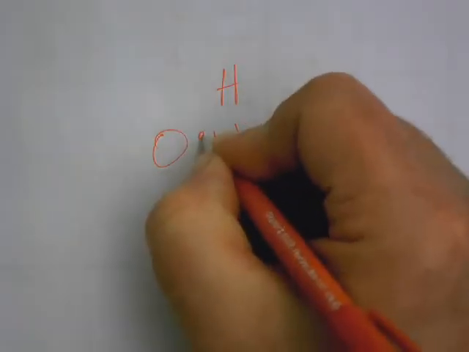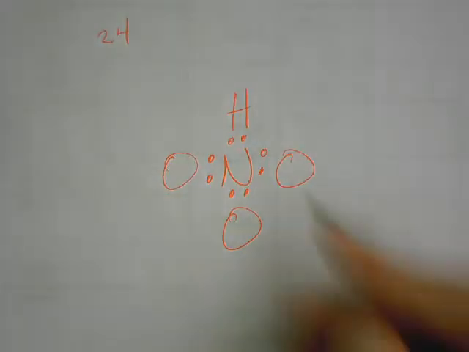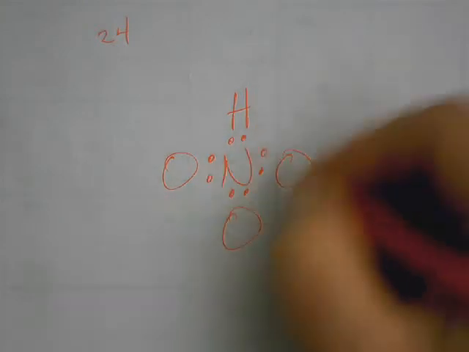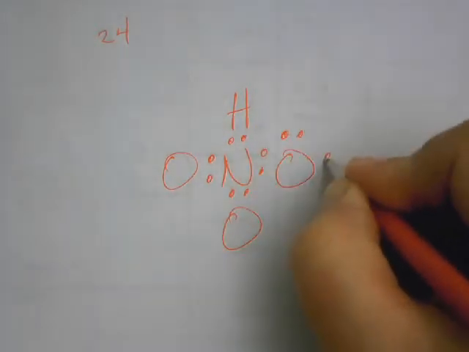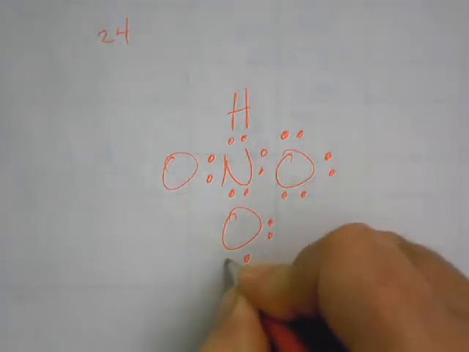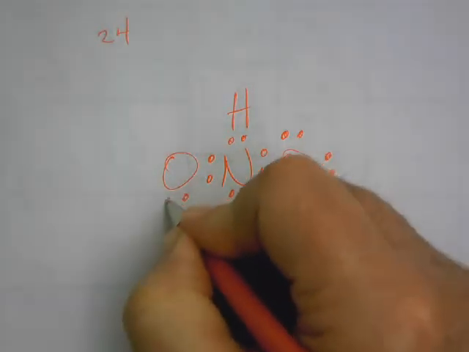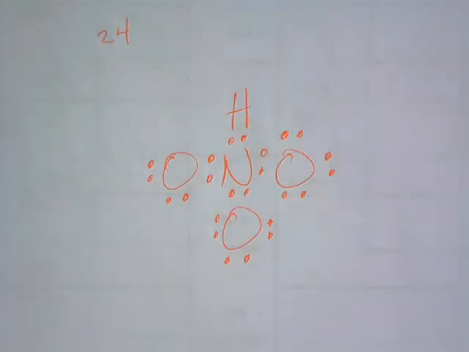Okay, so now I put in my bonds. So there's my 8. Remember, we have 24 total. Okay, hydrogen's already got its 2. So there's 8, 10, 12, 14, 16, 18, 20, 22, 24. Note the one oxygen doesn't have any. It's missing 2. I need a double bond.